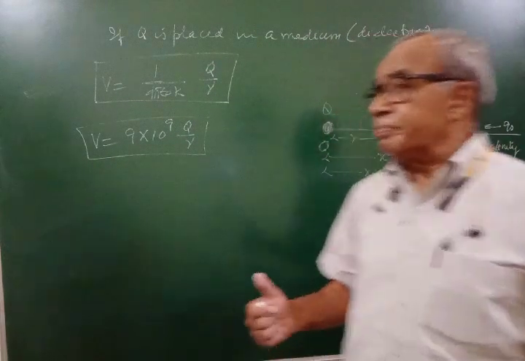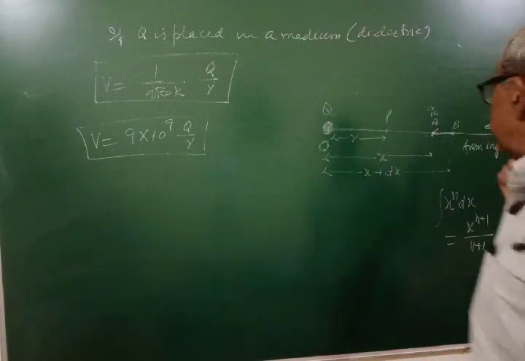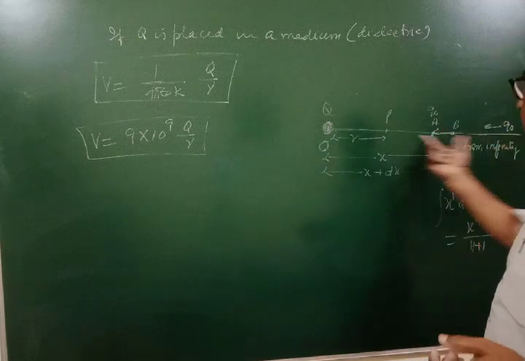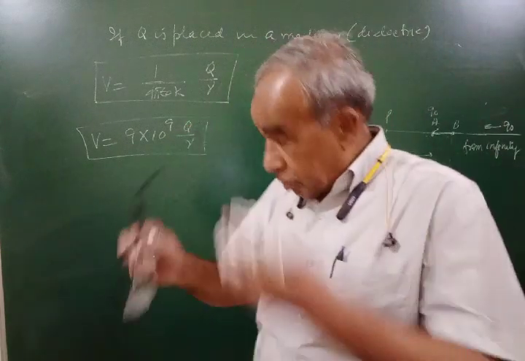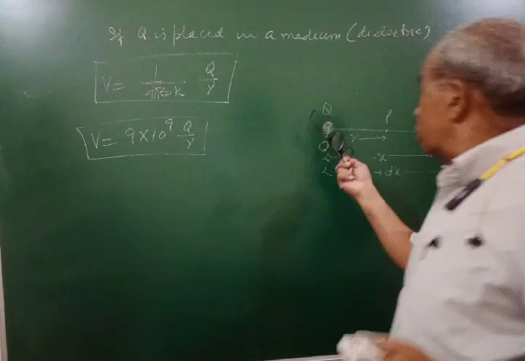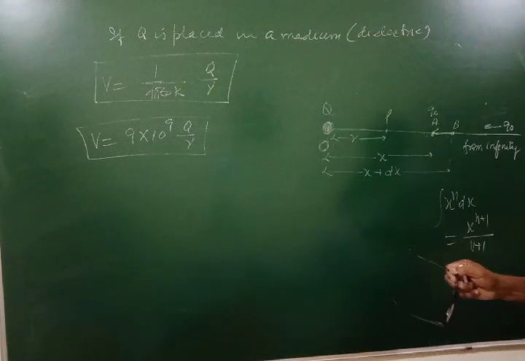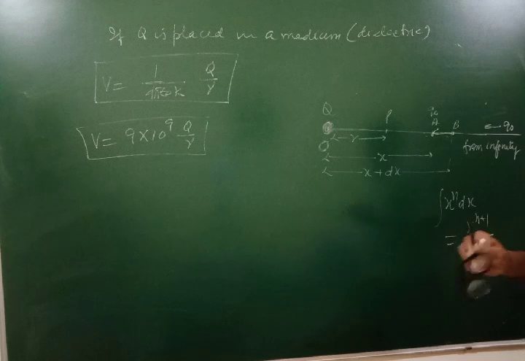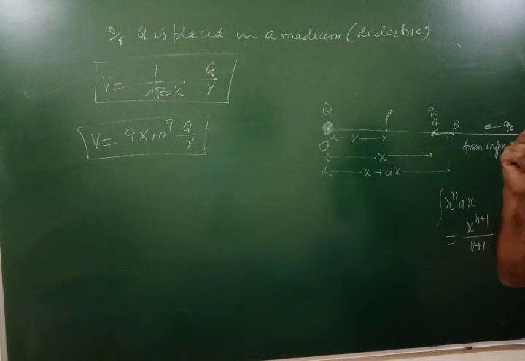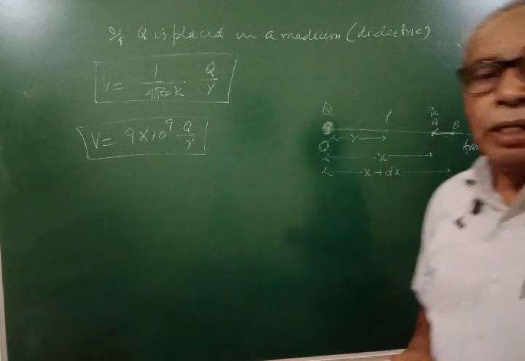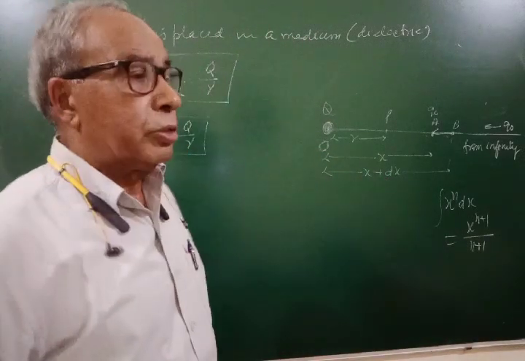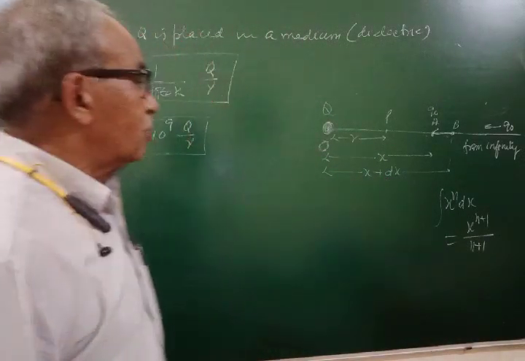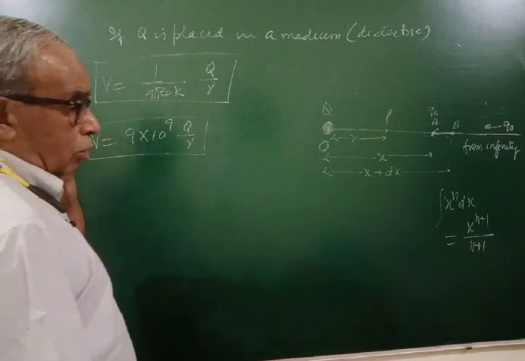While calculating this work done, I have taken a straight line. I have told you that charge Q produces an electrostatic field. Electrostatic field is conservative. In a conservative field, the work done in carrying a body by a force does not depend on the path followed.